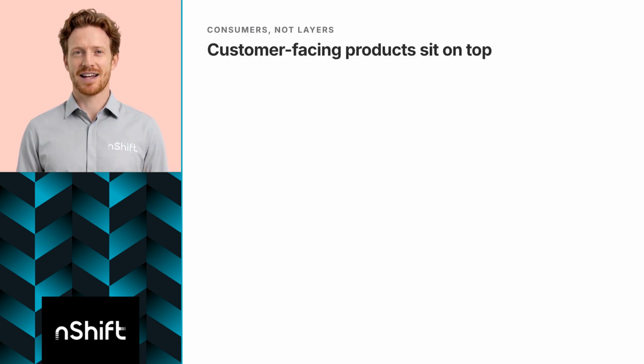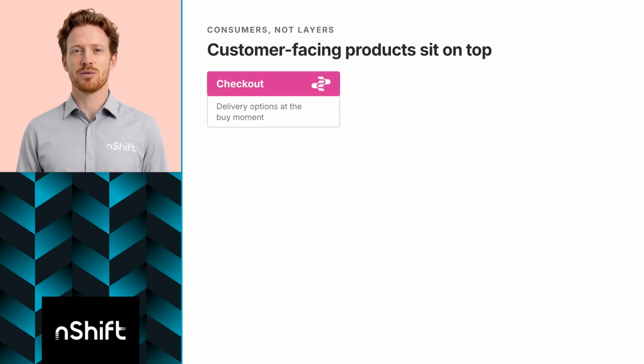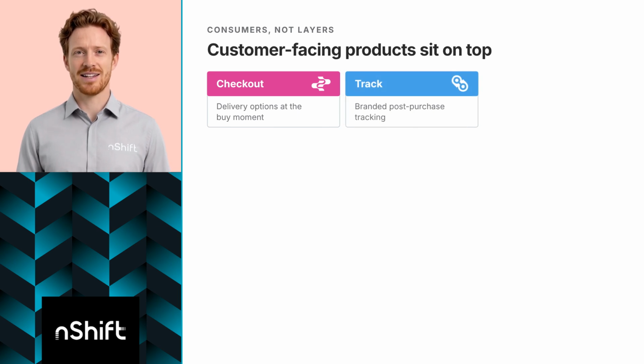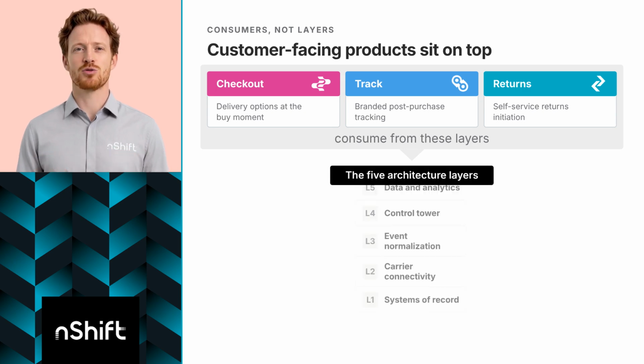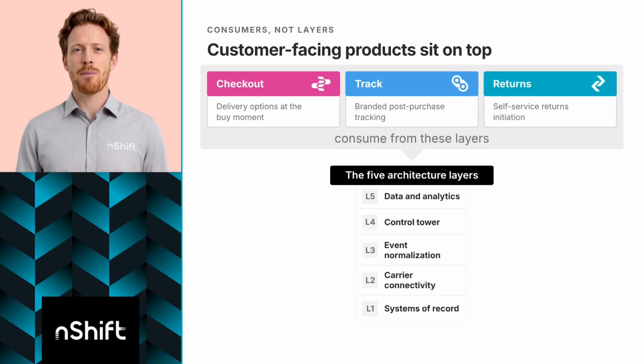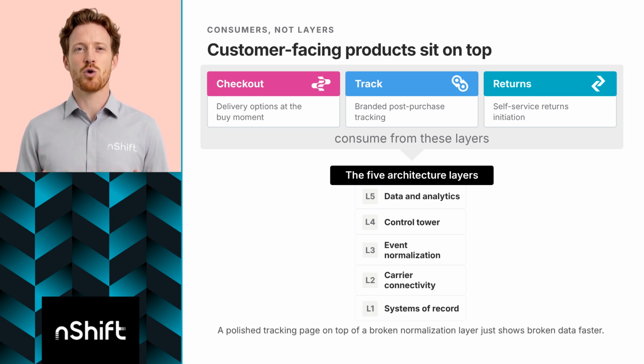Sitting on top of the architecture, consuming from it rather than part of it, are three customer-facing products. nShift Checkout for delivery options at the buy moment. nShift Track for branded post-purchase tracking. nShift Returns for self-service returns initiation. These aren't part of the 5 layers, they're consumers of them, which means they only work as well as the layers underneath. A polished tracking page on top of a broken normalization layer just shows broken data faster.